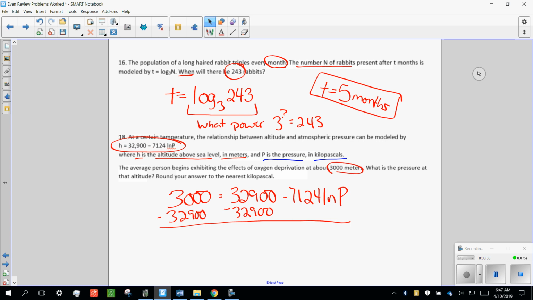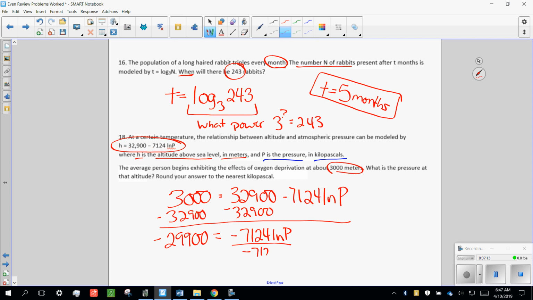I'll just pull up my calculator. So 3,000 minus 32,900, didn't really need that calculator, negative 29,900 is equal to negative 7124 times the natural log of p. Now let's divide by negative 7124. And I get that the natural log of p is equal to about 4.197. So then, to solve this, we would rewrite it in exponential form.